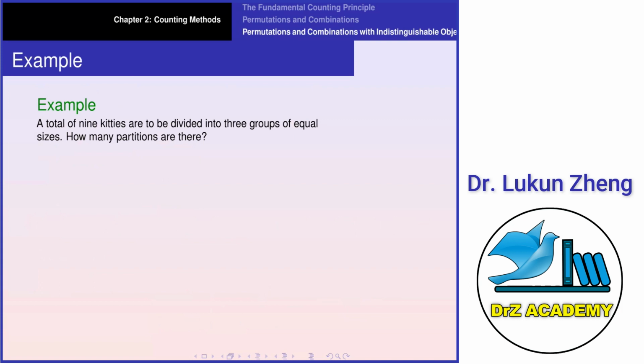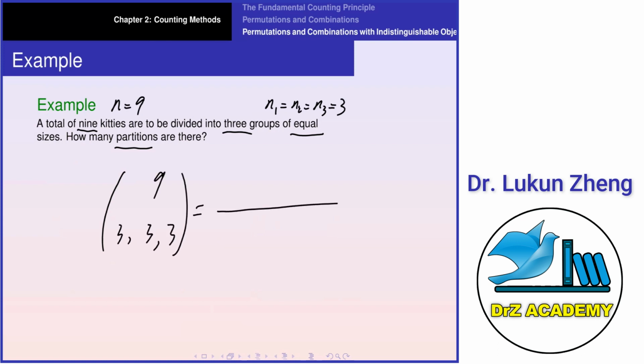All right, so I consider another example. A total of 9 kitties are to be divided into 3 groups of equal sizes. How many partitions are there? So again, partitions, in total that's 9, and 3 groups of equal sizes. So n1 equals n2 equals n3 equals 3. Now the total is n, so therefore there's 9, 3, 3, 3. So it equals 9 factorial over 3 factorial, 3 factorial, 3 factorial, and now again, using this calculator.